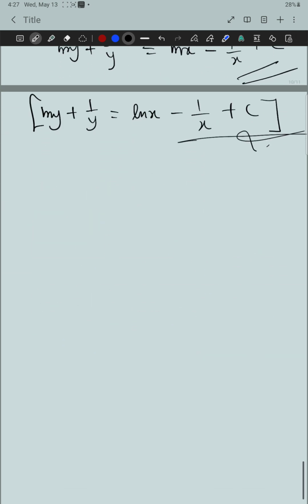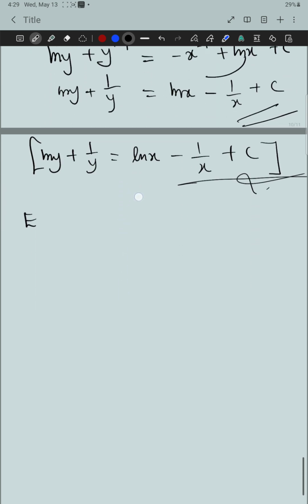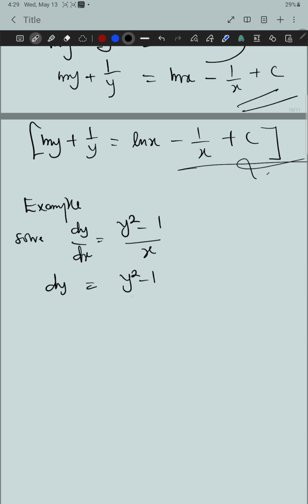Let's look at one more example on this quickly. All right, sorry for the interruption. Let's look at something more interesting and then we call it a day on these two methods. Example: solve dy over dx is equal to y squared minus 1 over x. It means that dy is equal to, let's not waste time, y squared minus 1 over x dx.